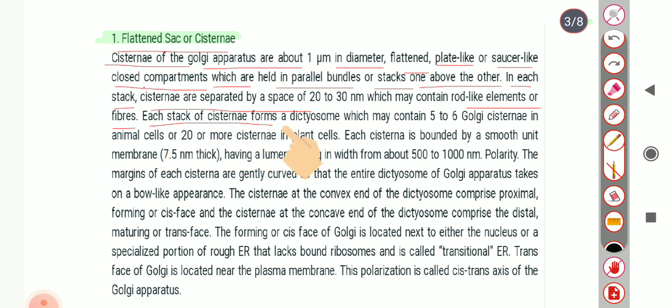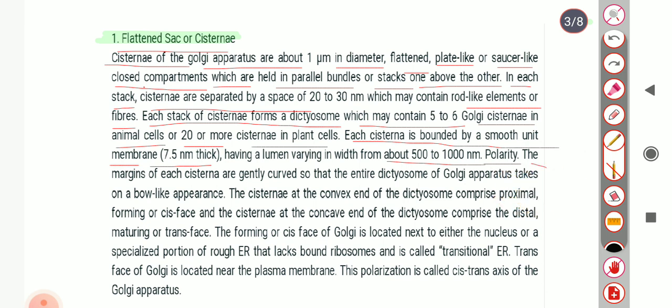Each stack of cisternae forms a dictyosome which may contain 5 to 6 Golgi cisternae in animal cell and 20 or more cisternae in plant cell. Each cisterna is bounded by a smooth unit membrane about 7.5 nanometer thick, having a lumen varying in width from about 500 to 1000 nanometer. Means lumens contain 500 to 1000 nanometer width.